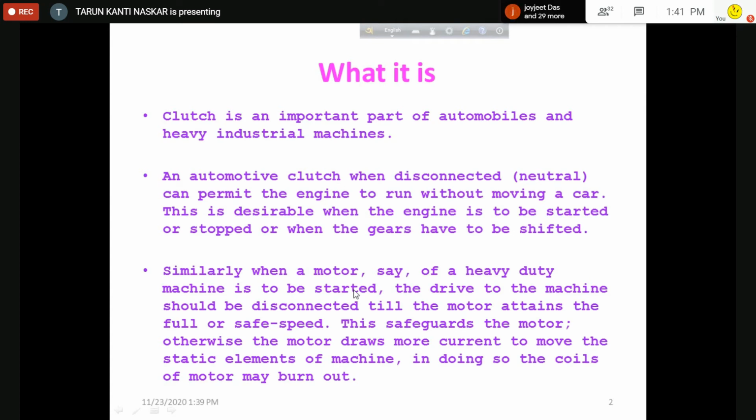This safeguards the motor. Otherwise, the motor draws more current because there is inertia to move the static elements of the machine. In doing so, the coils of the motor may burn out. So this is the danger, and to avoid the danger, it should be disconnected. So this is the function of the clutch. Is it okay? I think it's okay, and it's very simple.